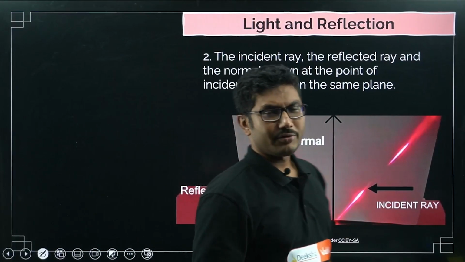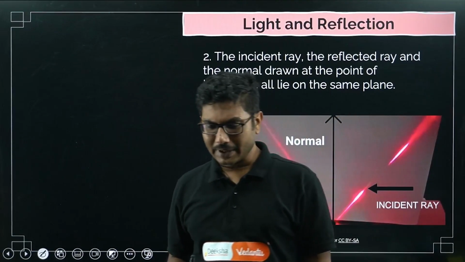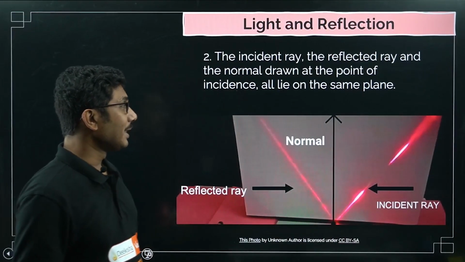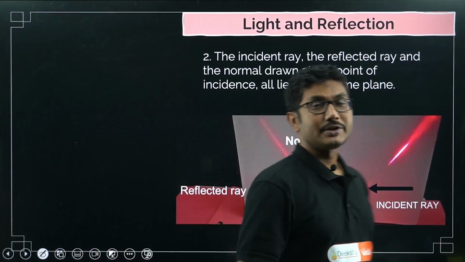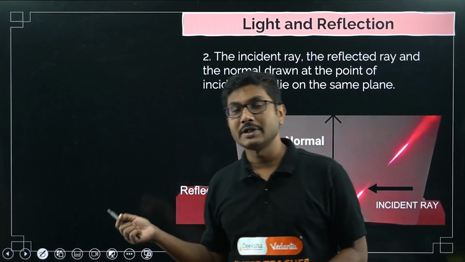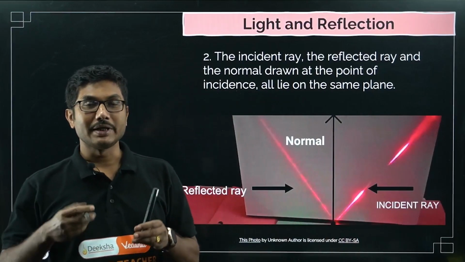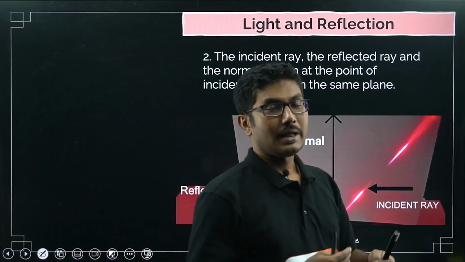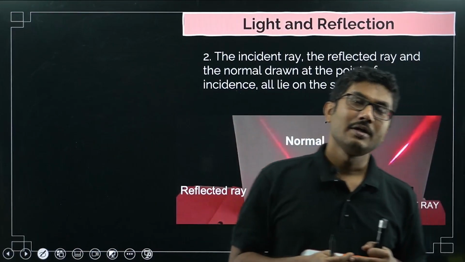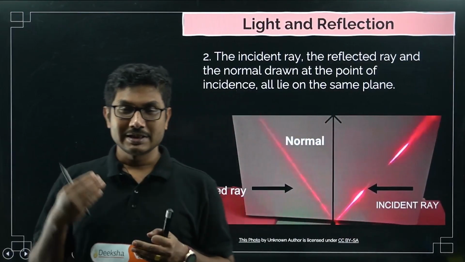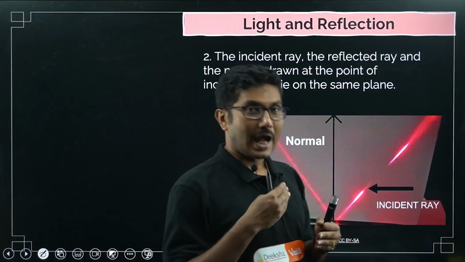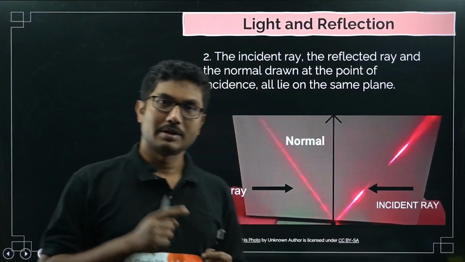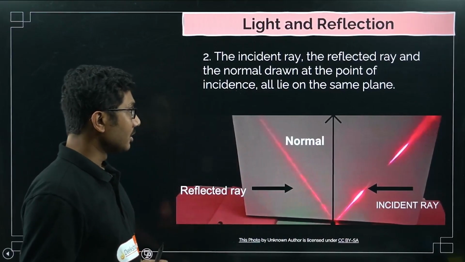That is the second law of reflection, which apparently seems obvious, right? But it might not be so obvious if you think of it in terms of 3 dimensions. Three lines can intersect at the same point but still not be on the same plane. But for reflection, if you draw the incident ray, the reflected ray, and a normal at that point, they will definitely lie on the same plane. That is the law.